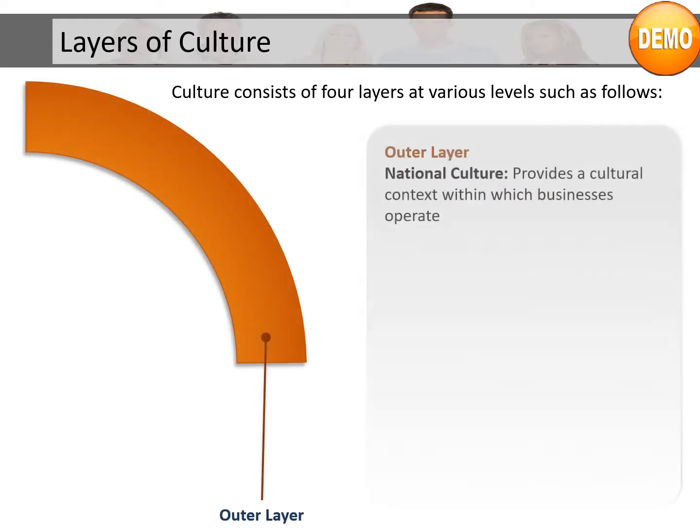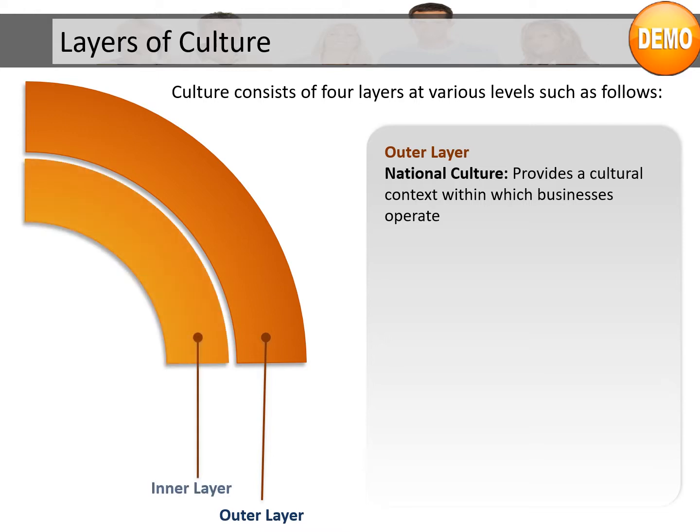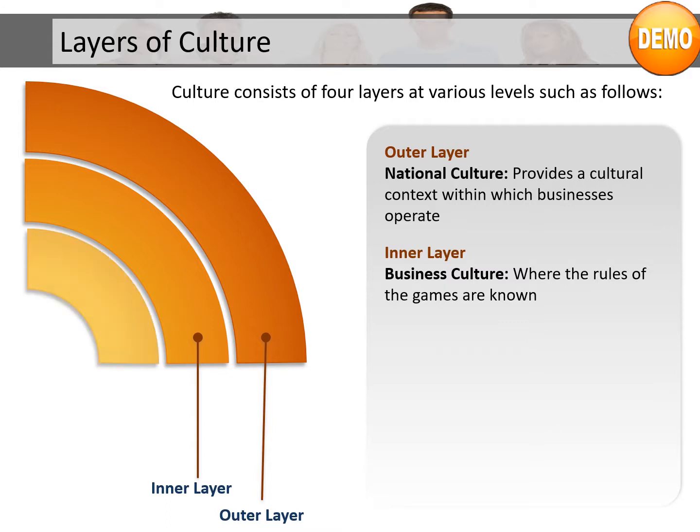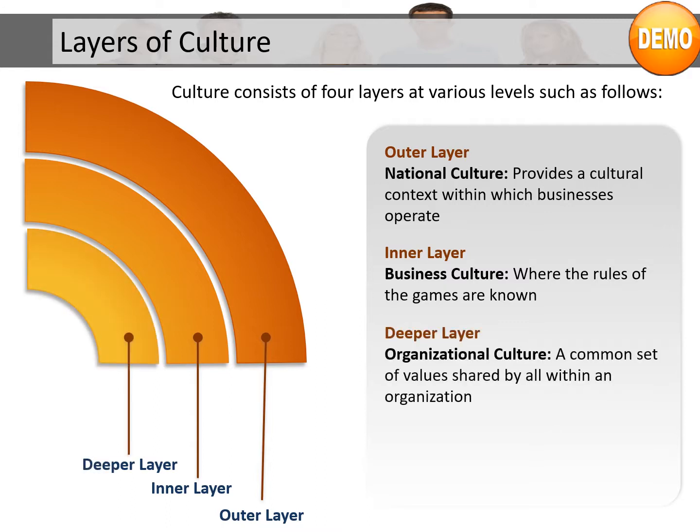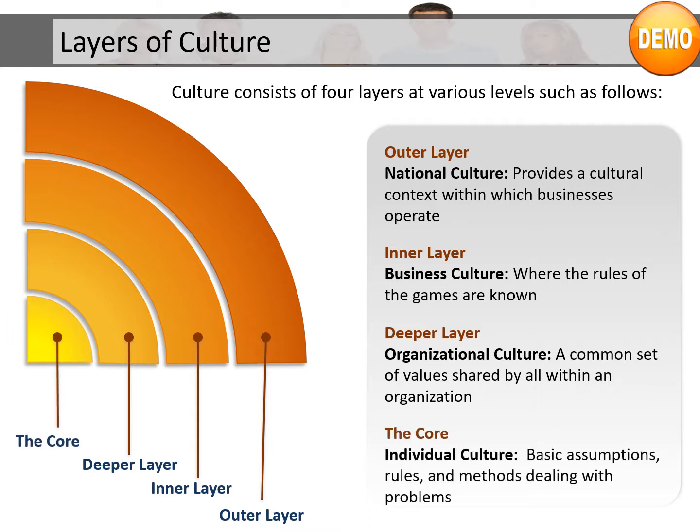Culture consists of 4 layers at various levels, such as the following. Outer layer, national culture, provides a cultural context within which businesses operate. Inner layer, business culture, where the rules of the game are known. Deeper layer, organizational culture, a common set of values shared by all within an organization. The core, individual culture, basic assumptions, rules, and methods of dealing with problems.